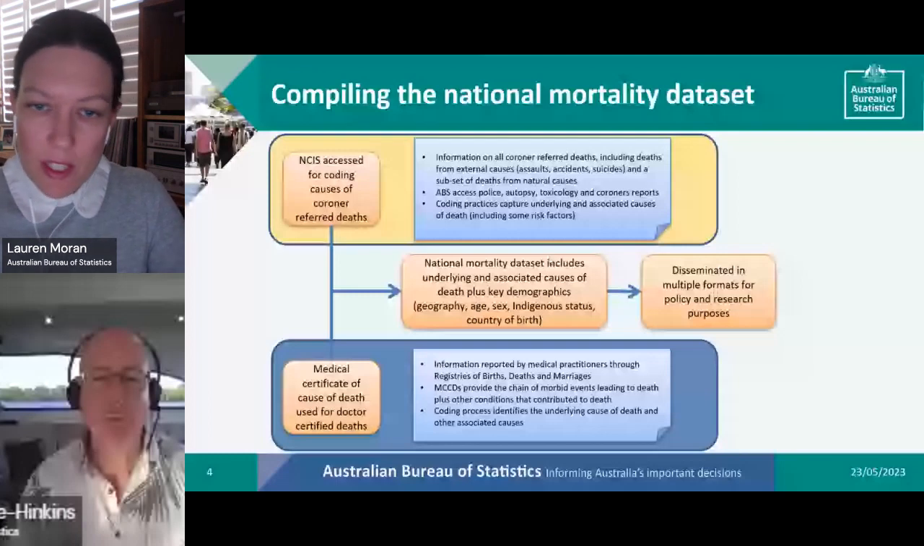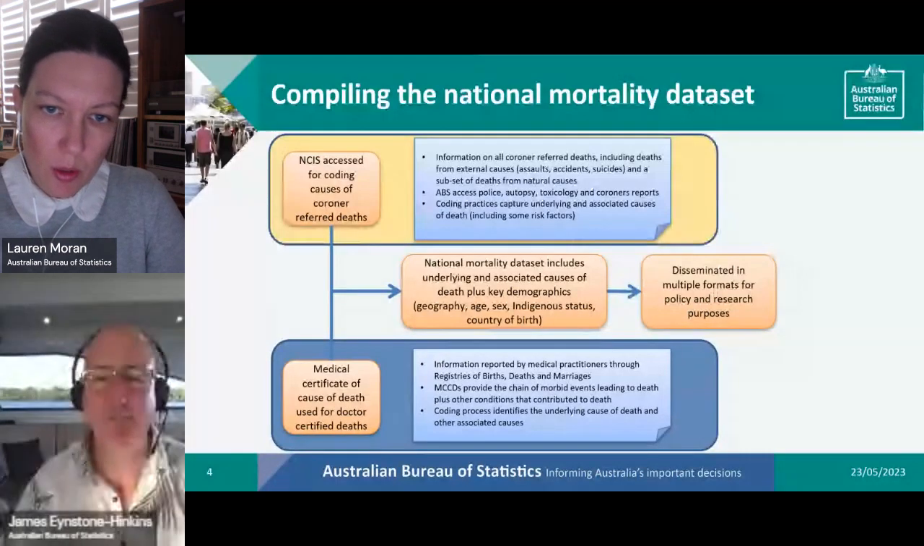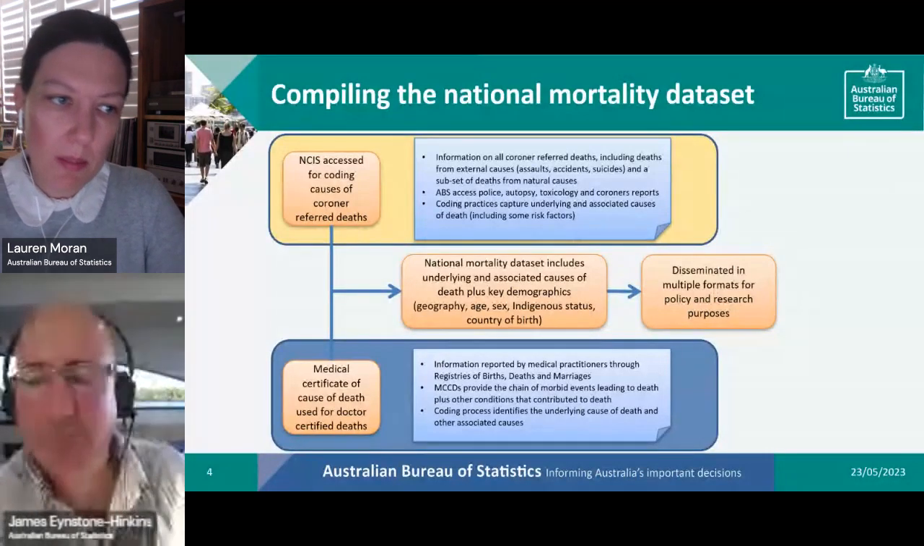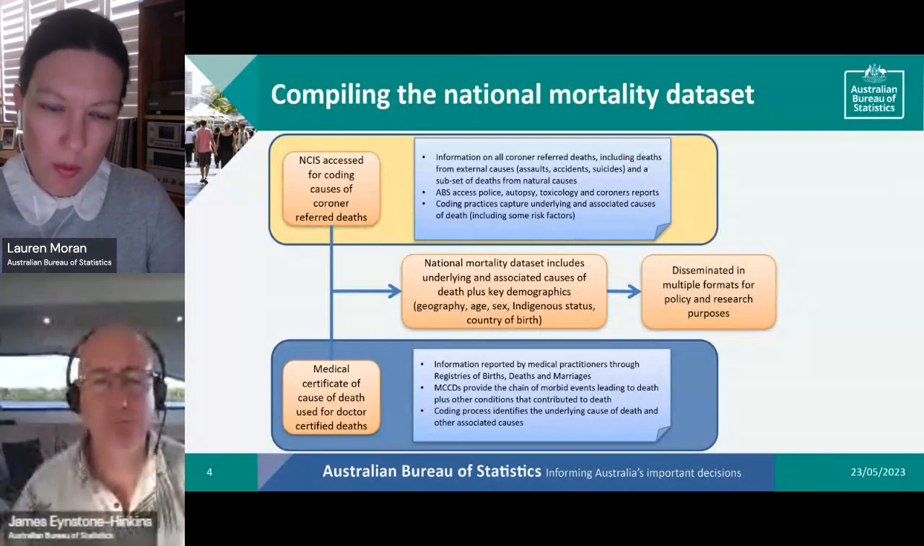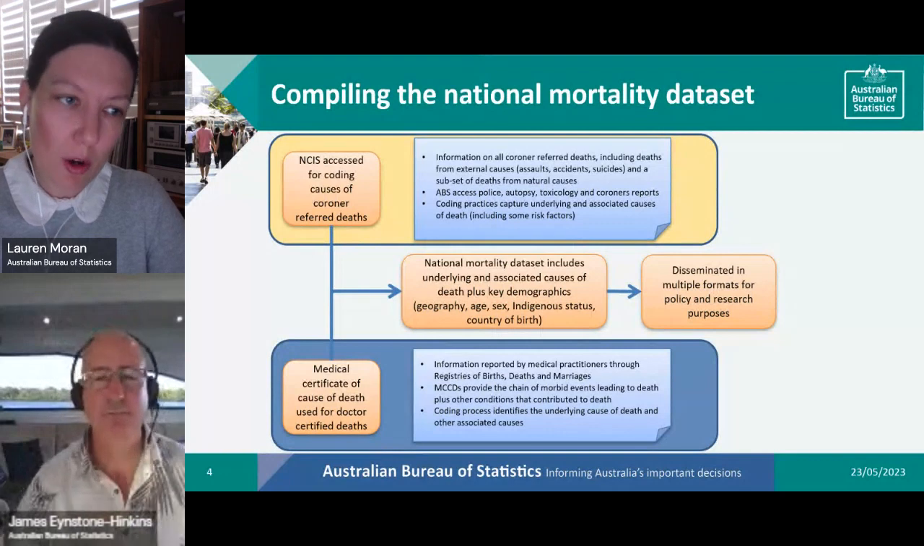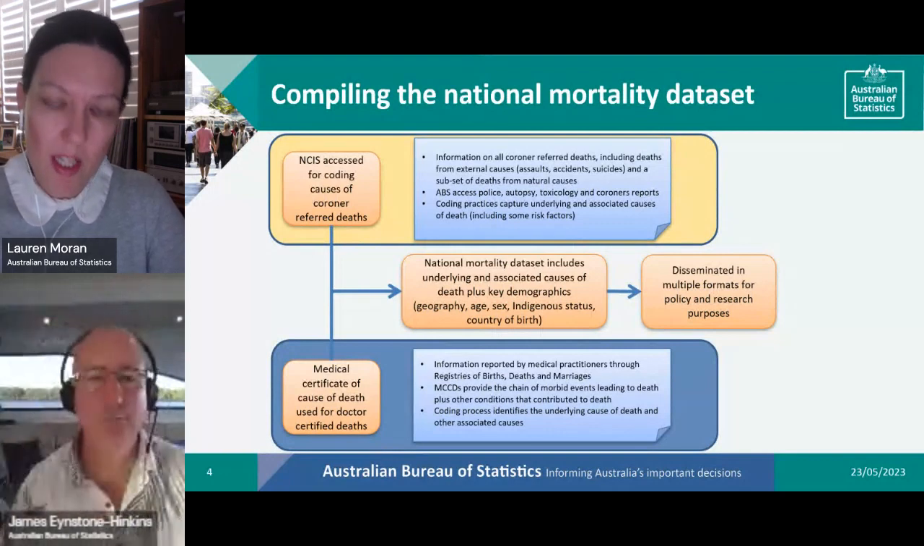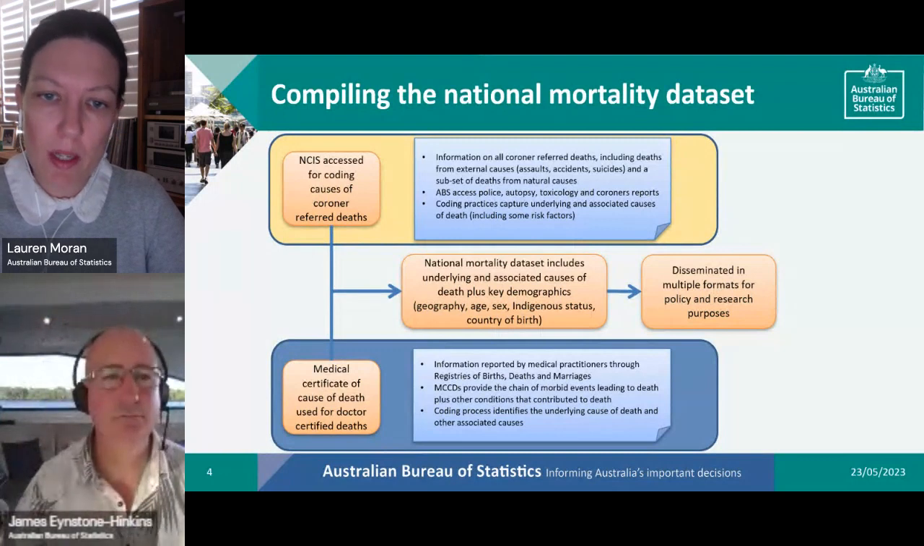And we don't receive any changes or updates to the medical certificate of cause of death. We just accept the doctor's best medical opinion. And most of the codes we're applying there would be what everyone who uses ICD-10 knows as the P chapter or the Q chapter. So conditions originating in the perinatal period are very common, and congenital conditions present at birth.